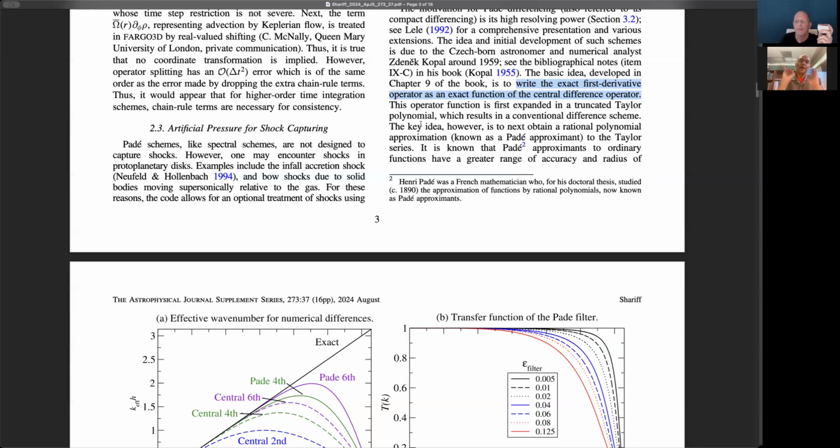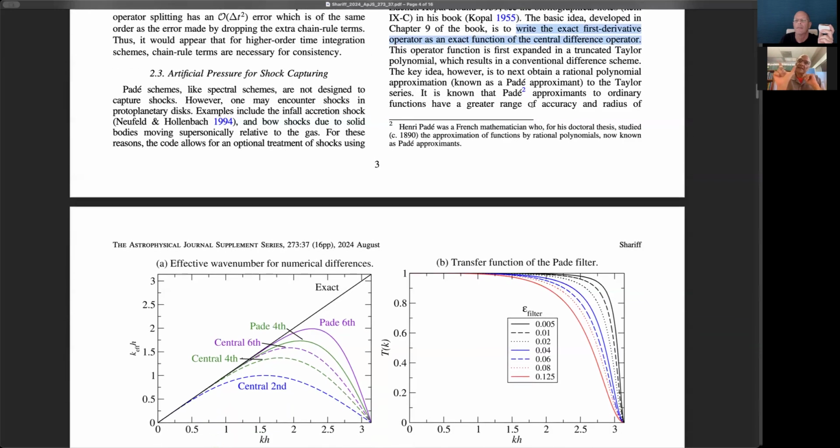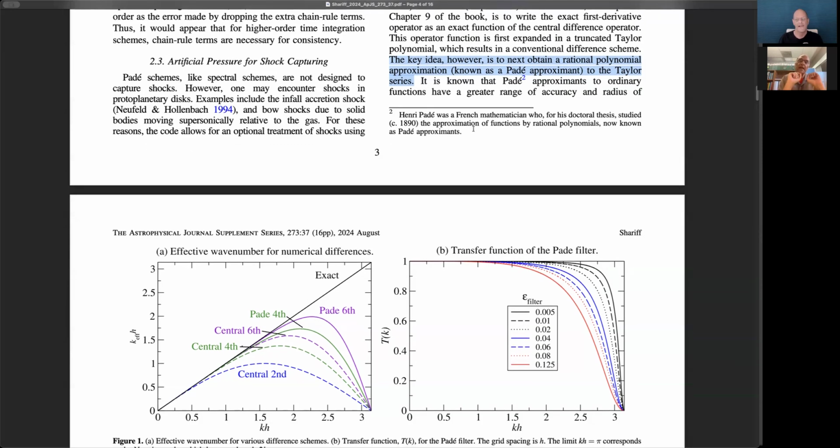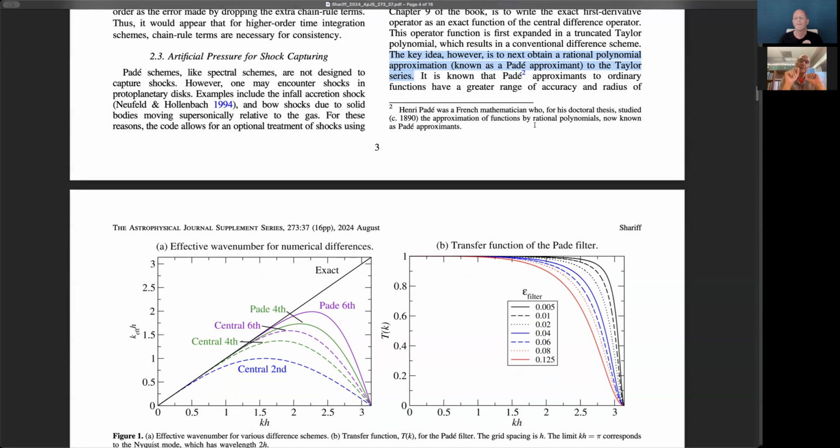But Copal's idea was the following. He said, let me take this Taylor expansion and write a rational function, a Padé approximant. We know from the theory of Padé approximants that a rational polynomial representation of a function has a greater radius of convergence and approximates a function that varies very rapidly better than the Taylor expansion. And so in the present case, it gives you a finite difference scheme that has better resolving power, which I will explain.